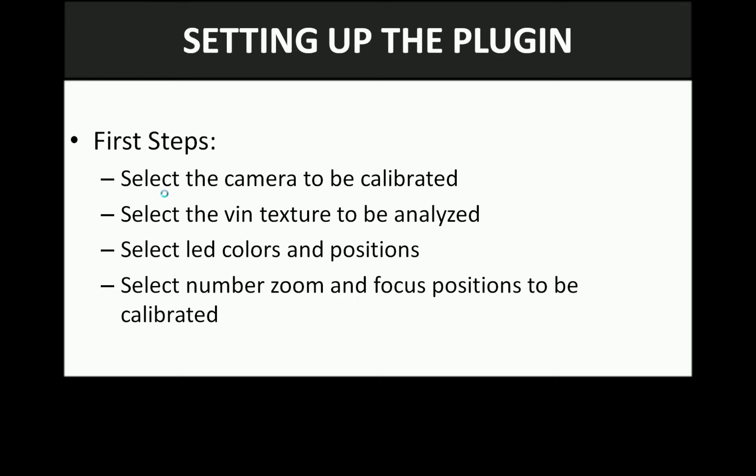Well, now, how to set up the plugin? First thing is to select the camera we want to calibrate. Second thing is to select the V-in texture we want to analyze, because the plugin analyzes images in order to know how the lens is behaving. Next thing is to select the LED colors and their positions. And finally, we need to set the number of zoom and focus positions that we want to calibrate.